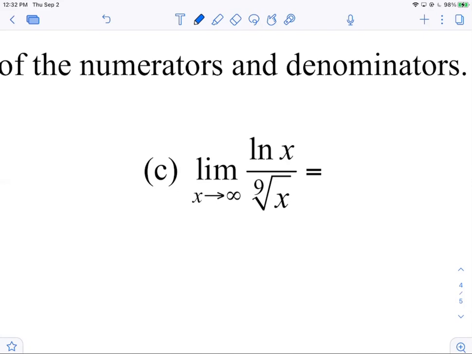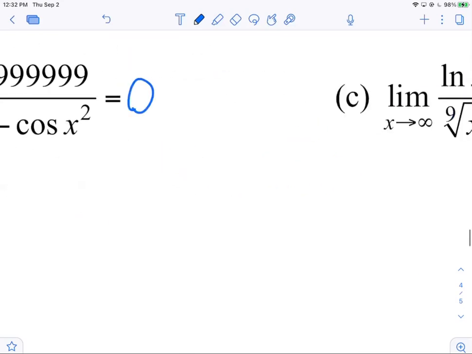Natural log grows really, really slowly, but so does the ninth root of x. They both kind of come off concave down. But the bottom is a power function, right? x to the 1/9. And any power function will grow faster in the long run than any logarithmic growth. So the bottom grows faster, so it goes to 0. Just think logs: of all the functions that actually grow, besides constants, logs grow the slowest. Okay? A, B, C, D comes next.